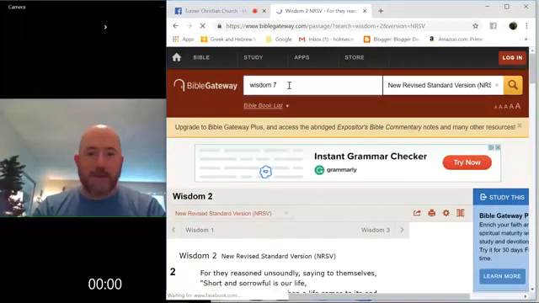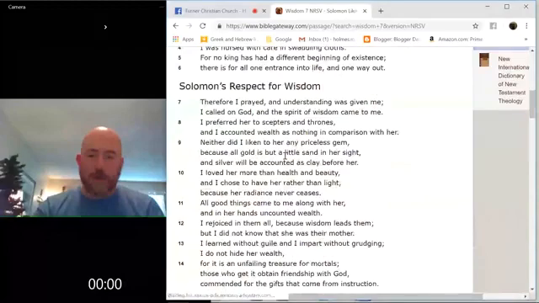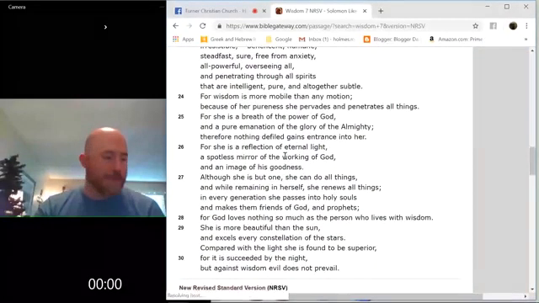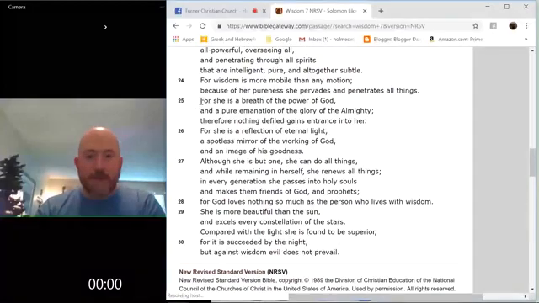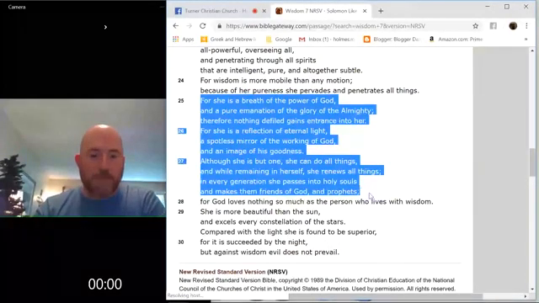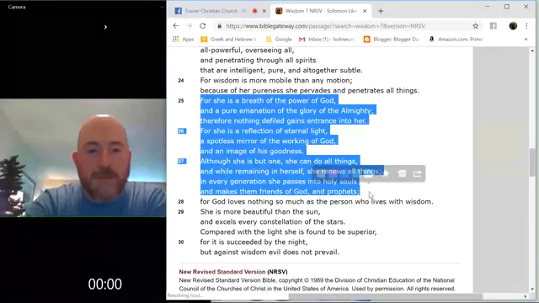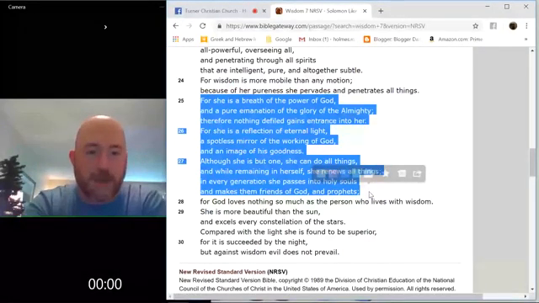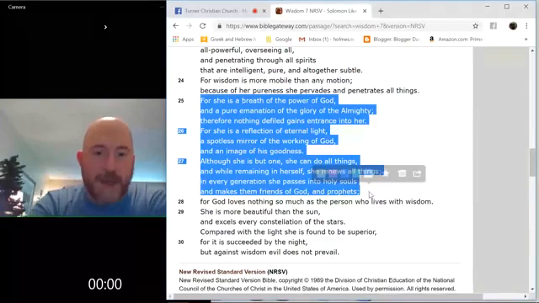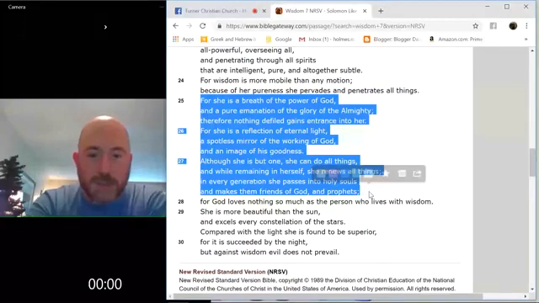The next one is in chapter 7 of Wisdom. I'm going to read you a few verses from here and see if they sound familiar to you. Starting in verse 25. This is talking about wisdom. Wisdom is a breath of the power of God and a pure emanation of the glory of the Almighty. Therefore, nothing defiled gains entrance into her, for she is a reflection of eternal light, a spotless mirror of the working of God, and an image of his goodness. Although she is but one, she can do all things, and while remaining in herself, she renews all things. In every generation, she passes into holy souls and makes them friends of God and prophets.